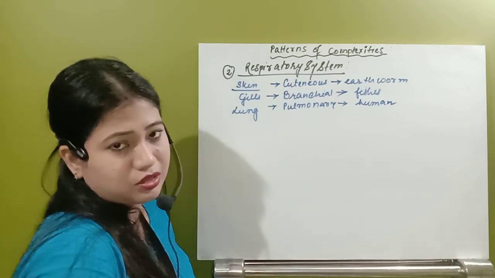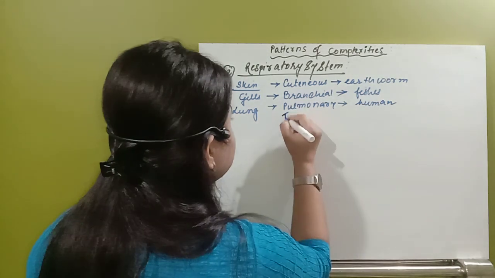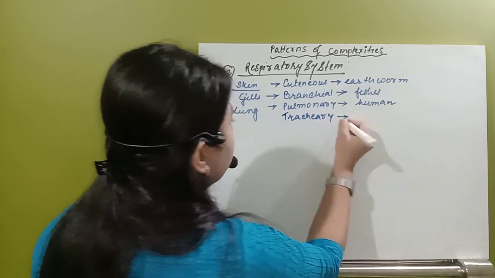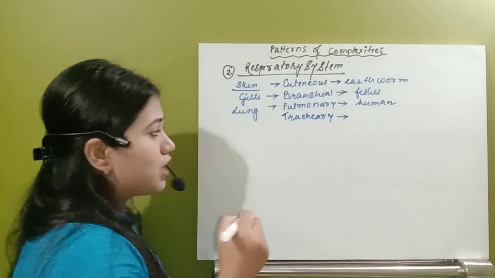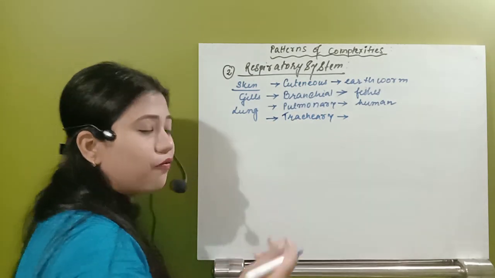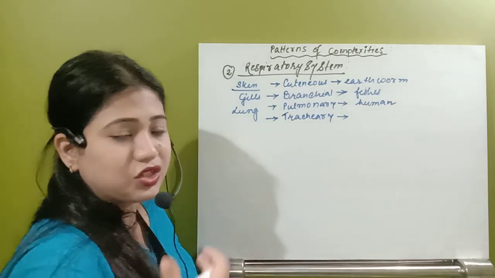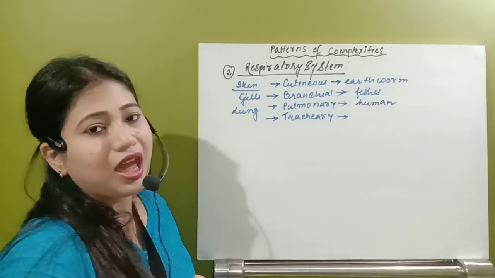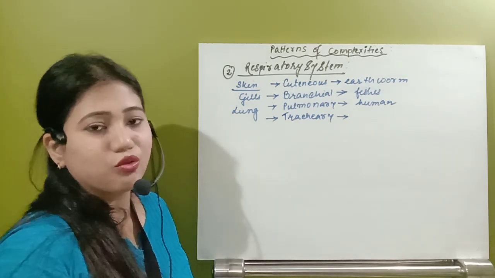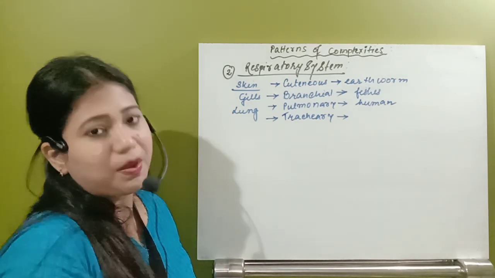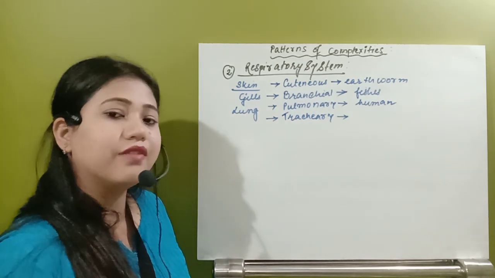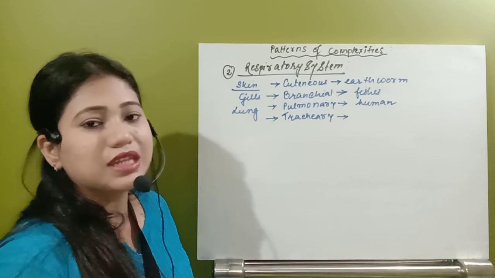Another type of respiration we can see is known as the tracheary or tracheolar type of respiratory system. That tracheolar or tracheary respiratory system performs respiration, that means exchange of gases with the environment, with the help of holes present in the body, which are known as spiracles. Those spiracles we'll see in detail in the phylum Arthropoda. Whenever we see cockroaches, then we'll see it in detail.